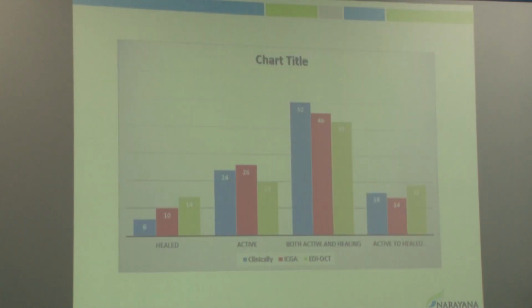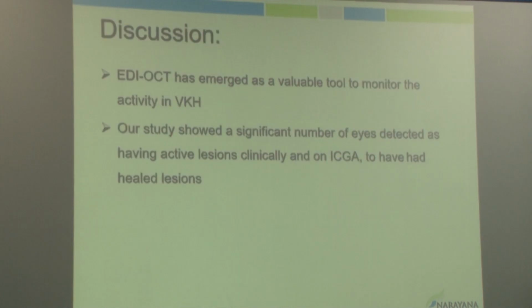Now the same thing on the bar graph. So, discussion: in this particular case, OCT has emerged as a valuable tool for monitoring the activity in chronic VKH cases. The same lesions which clinically and on ICGA were seen to be active showed healed lesions when it came to the OCT.